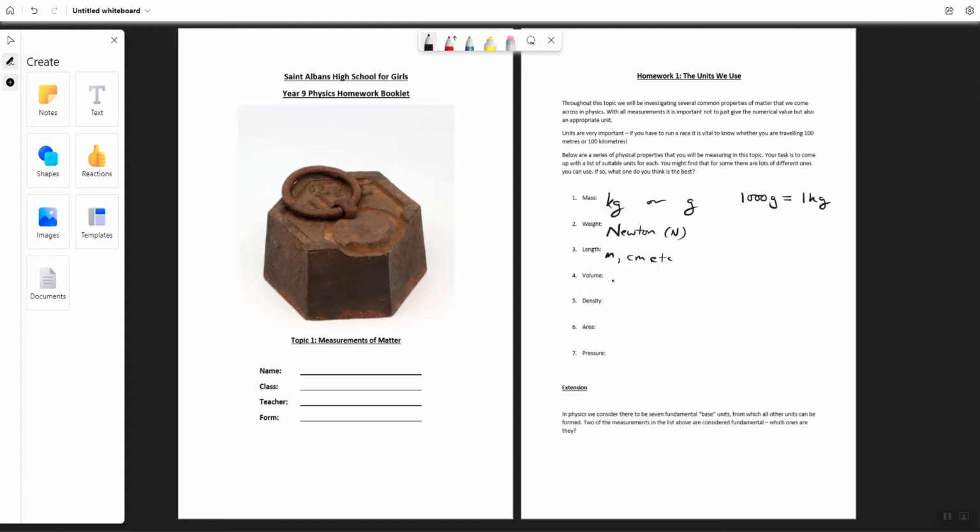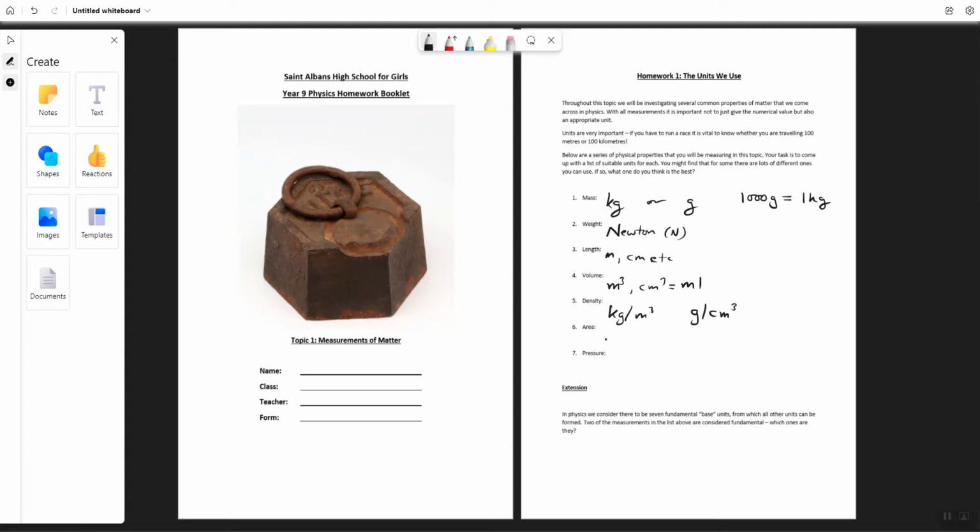Volume, well, ones you might come across are meters cubed, centimeters cubed, and you might also come across milliliters. Okay, a centimeter cubed is the same as a milliliter, so this tends to be used when you're measuring liquids. Okay. Density, which is not a thing you've met, you have seen the units if you've done the research for it. Density is kilograms per cubic meter, or the other one that tends to be used is grams per cubic centimeter.